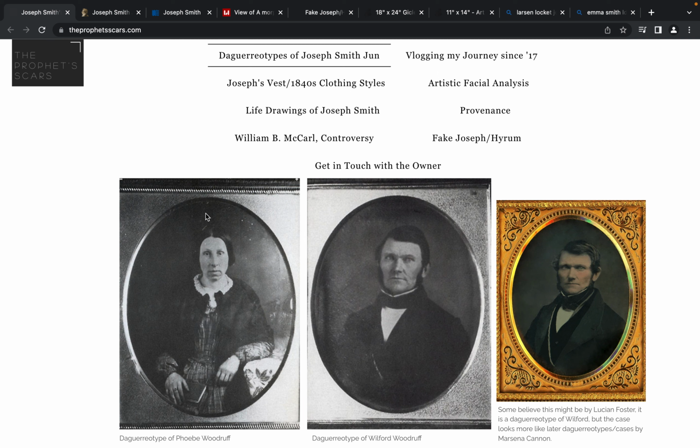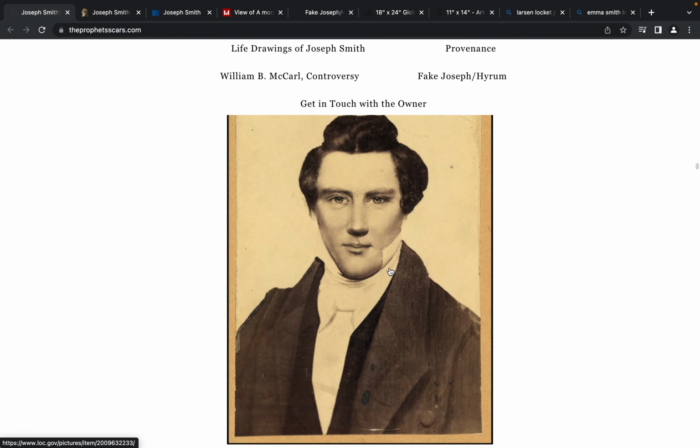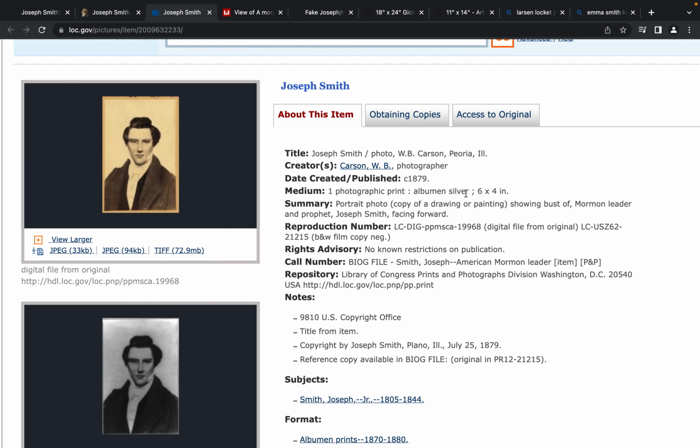And then the forward-facing painting. People try to talk to me about Kim Marshall's picture, and I've talked about it before, and I just didn't have the heart to explain why. I have a whole video debunking her picture as a real photo of a man. I have many videos debunking the Carter image, or this is the Library of Congress picture. You can go here. Even they state that it's a copy of a drawing or painting. And the credit goes to W.B. Carson.